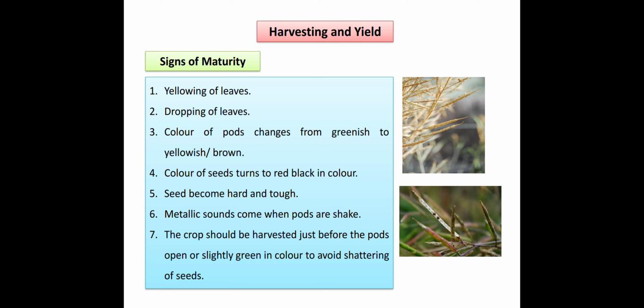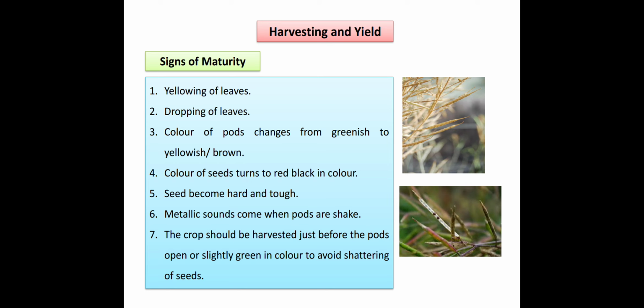Then for signs of maturity: yellowing and dropping of leaves, and the color of pods changes from greenish to yellowish and yellowish to brownish. Then the color of seeds turns reddish black, and seeds become hard and tough. It will give a metallic sound when we shake the pods in the hand. So these are some signs of maturity.